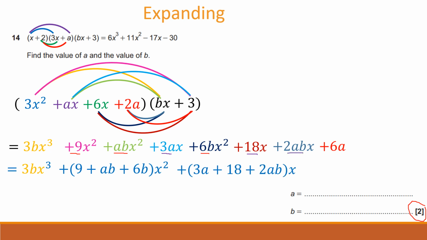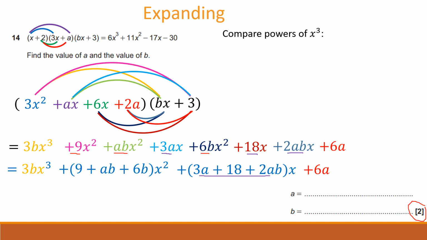So I could take those 3 terms out, and that can come at the front of the x term. So I've got the 3a plus the 18 plus the 2ab, lots of x. And then on the end, I'm just left with the 6a. Now, once we've got to this stage, we can now start to work out what the value of a and b are. So we're going to do something called compare the coefficients.